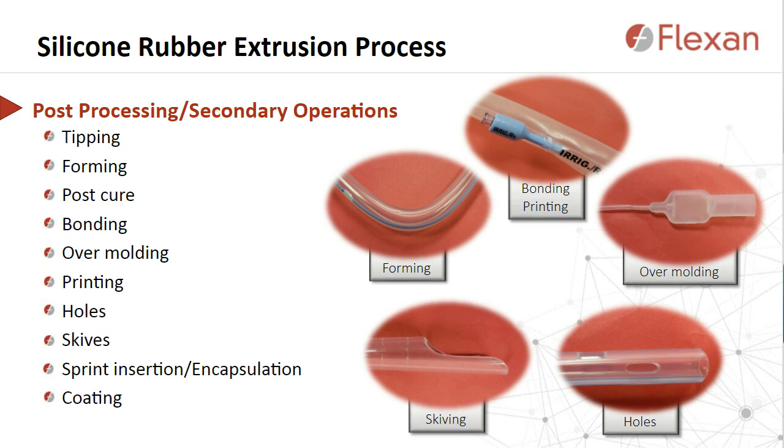Skiving is a different style of hole that's an alternative to the traditional punch hole and essentially allows the creation of an oval hole using a circular punch. Spring insertion and encapsulation provides for a method of reinforcing the device. By encapsulating the spring, the metal is not exposed to the fluids passing through the extrusion. And coatings, depending on the product need, there are options that add lubricity to lower the coefficient of friction, and tubing can also receive hydrophilic coatings.